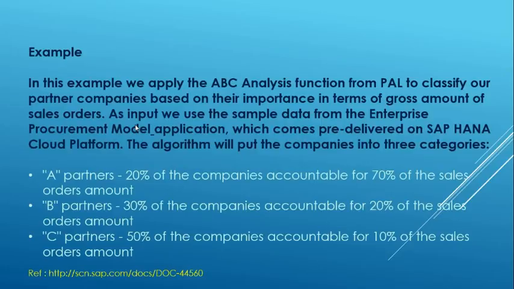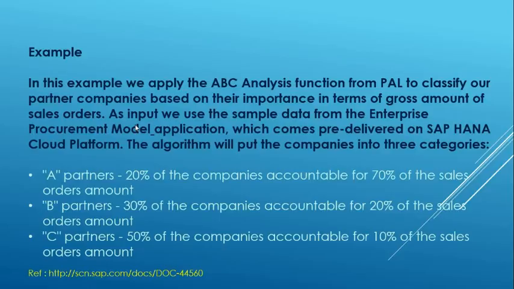In this example, we apply the ABC analysis function from Predictive Analysis Library to classify our partner companies based on their importance in terms of gross amount of sales orders. The algorithm will put the companies into three categories.